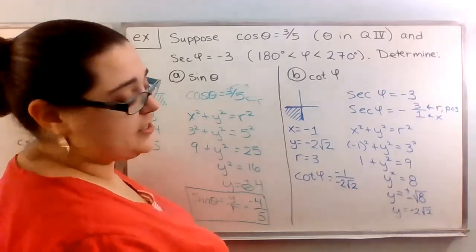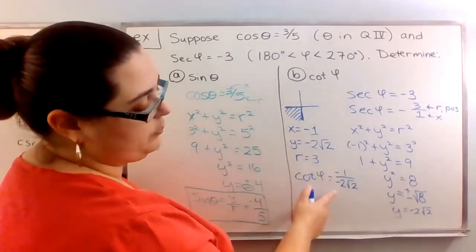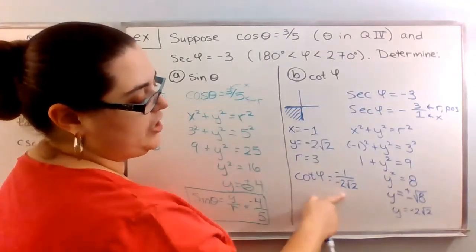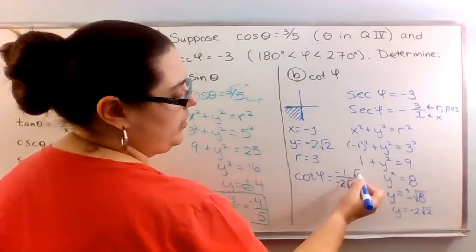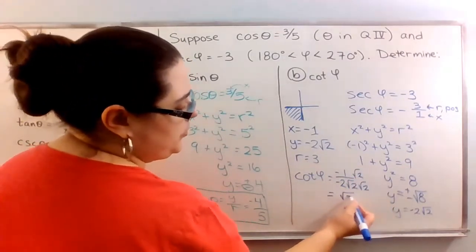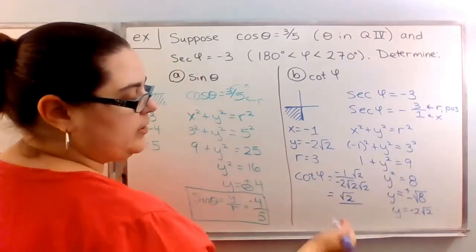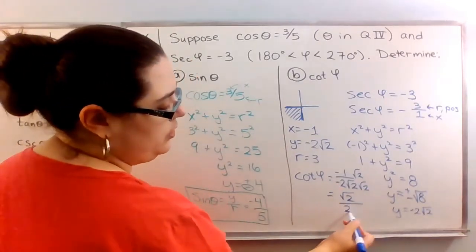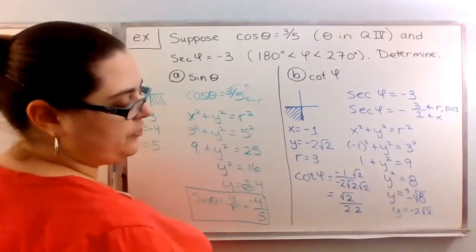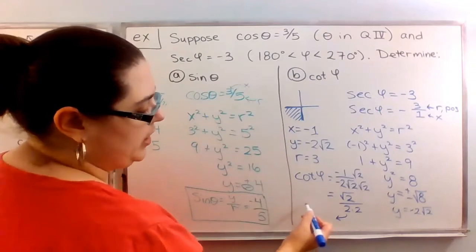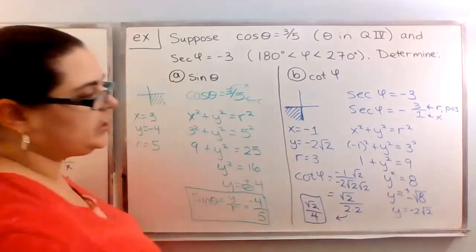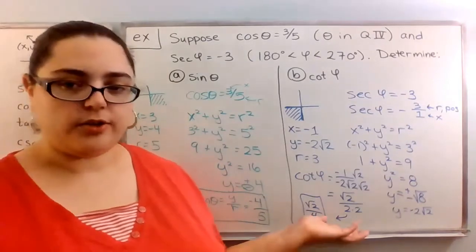Now we have to simplify this. So first I notice both top and bottom are negative, so I'm going to be able to get rid of that negative sign. And to rationalize the denominator, I'm going to multiply top and bottom by √2. So this will give me a positive √2 up top. And in the bottom, I have this 2, and √2 times √2 is 2. So we're going to end up getting a positive √2 over 4. So that's our cotangent of phi.